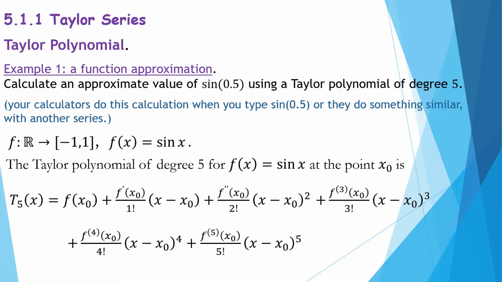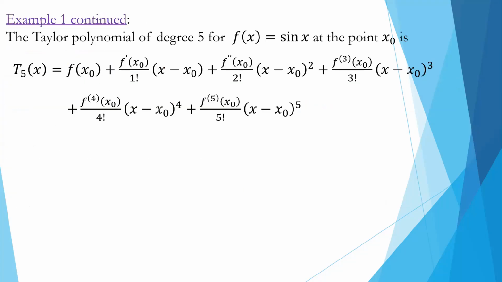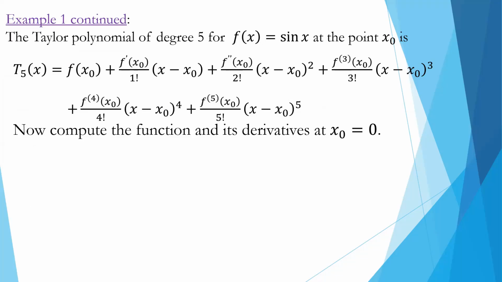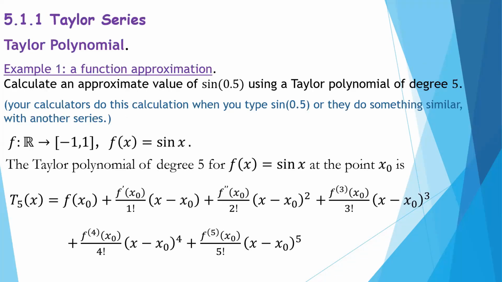So this is the formula of T5 at a point x0. So the question is, which point x0 will we choose? We choose a point close to 0.5. We can choose x0 equal 0, we can choose x0 equal 1. Can we choose x0 equal 0.5? Here we cannot, because we want to calculate f of 0.5.